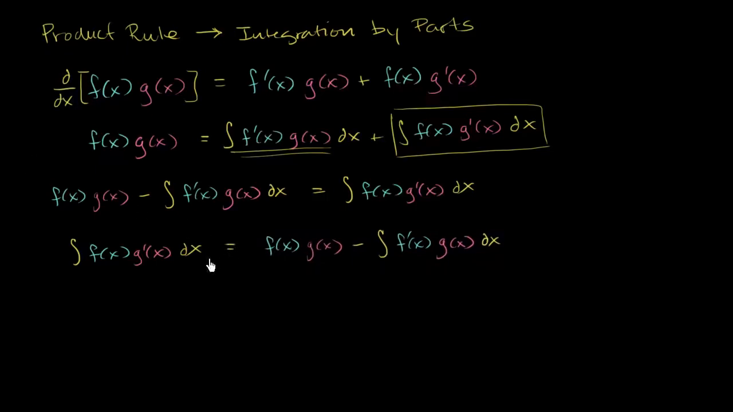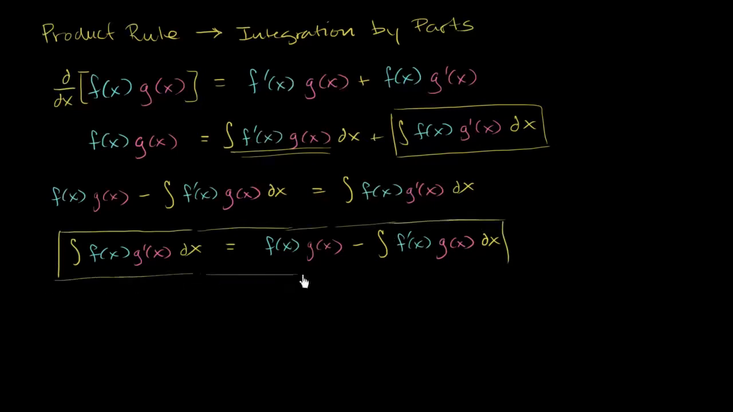So this is essentially the formula for integration by parts. I will square it off. You'll often see it squared off in a traditional textbook, so I will do the same. This right over here tells us that if we have an integral or an antiderivative of the form f of x times the derivative of some other function, we can apply this right over here.